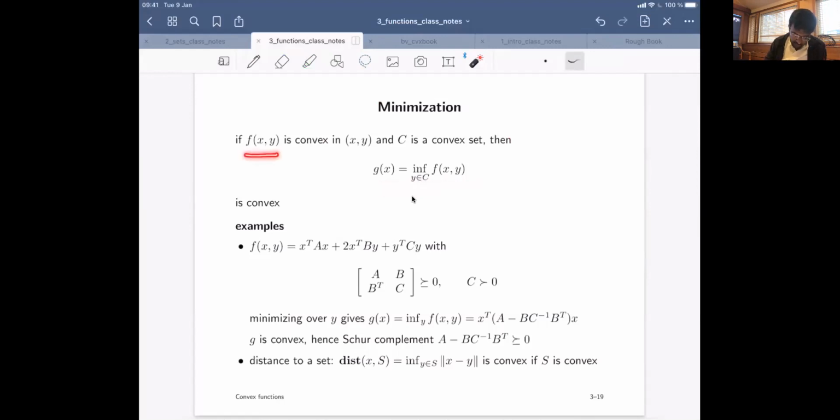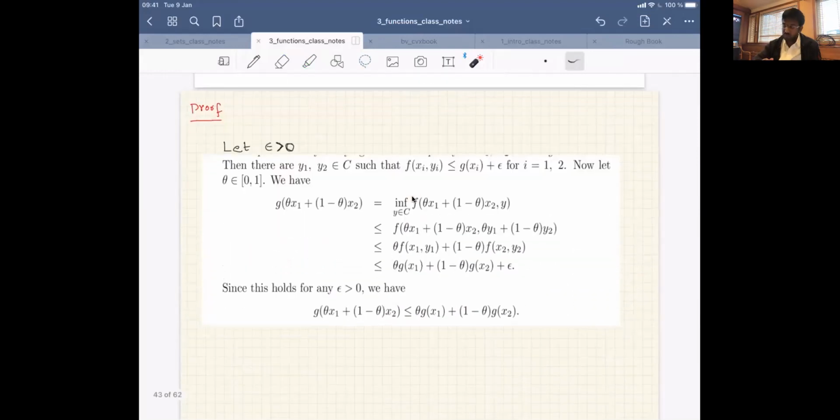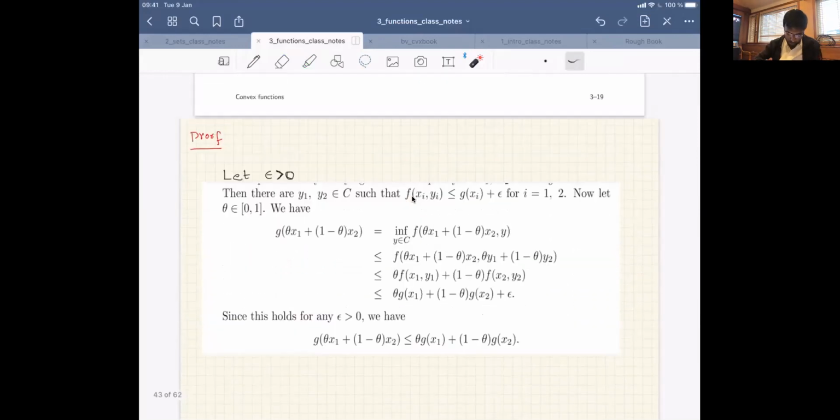First, f of x, y has to be convex in both x and y, jointly in x and y. That means if you fix y, it has to be convex in x, and if you pick a particular x, it has to be convex in y. That's what jointly convex means. And C has to be a convex set. Remember, while we were considering supremum, we didn't put any constraint on C, but now for G to be convex, C has to be convex. That's a very important thing. Why? Because it is coming from the proof, so let's see what the proof is.